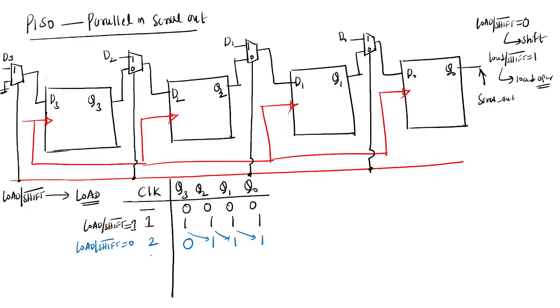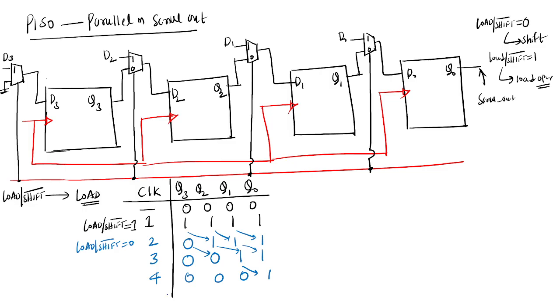Third clock pulse, what happens? It becomes 0, 0, 1, 1. So this will be shifted, this will come here, this will come here, and this will come here. At the fourth clock pulse, what happens? This will go 0, 0, 0, 1.